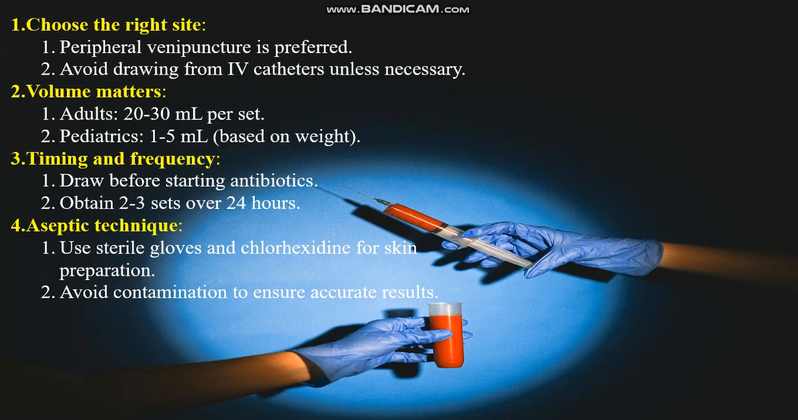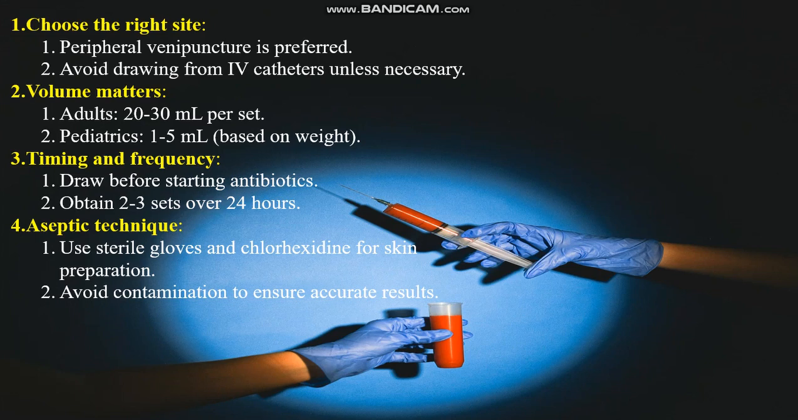So proper specimen collection is the cornerstone of accurate blood culture diagnostics. Start by choosing the correct site, which is peripheral venipuncture, preferred to minimize contamination. Through-catheter samples may be taken in specific cases, but it's usually not recommended. Next, consider the volume. For adults, it's crucial to collect from 20 to 30 ml per set to increase the likelihood of pathogen detection.